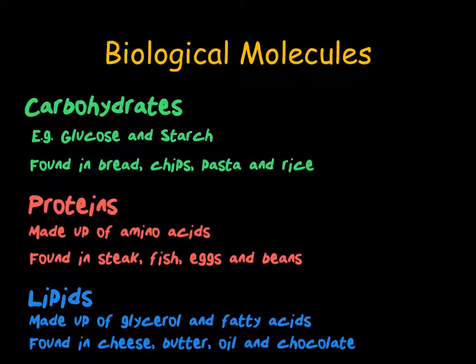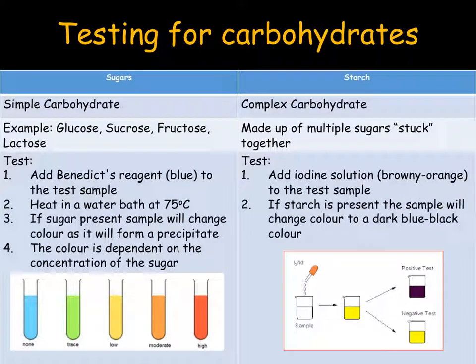For your triple or separate science GCSE, you need to be able to test for each of these biological molecules. When you are testing for carbohydrates, you need to know two separate tests. First of all, we need to know one for testing simple carbohydrates, for example, the sugars. These include glucose, sucrose, fructose, and lactose. To test for this, we add Benedict's reagent, which is blue, into the test sample. We then heat the test sample in a water bath at 75 degrees Celsius.